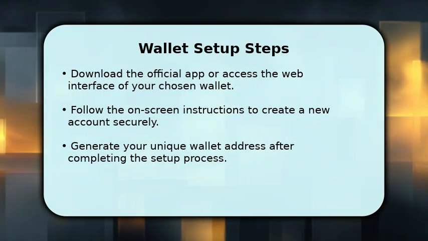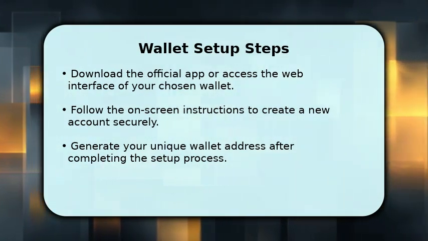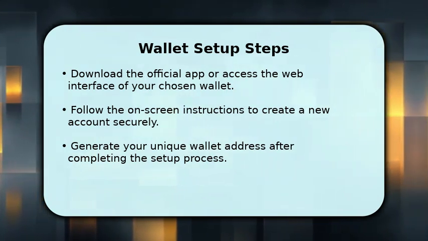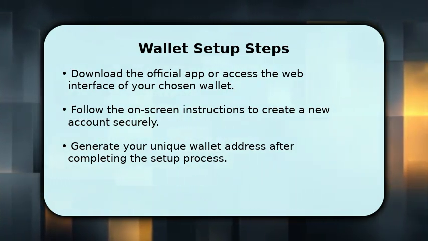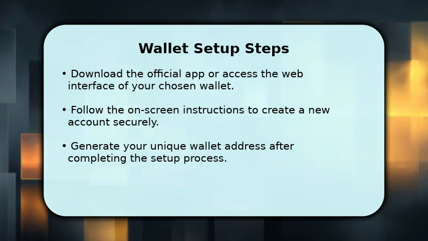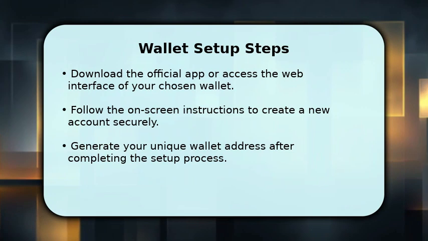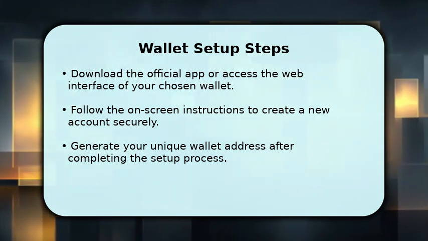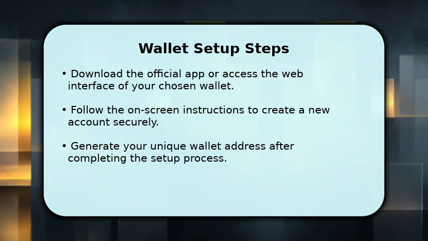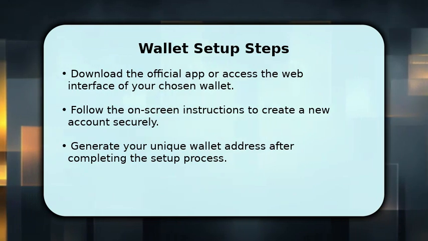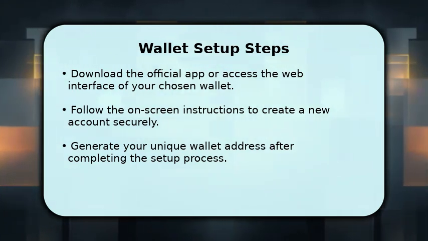Once you've chosen a wallet, download its official application or visit its secure website. Begin the account creation process, which typically involves setting up a strong password and agreeing to terms. During this setup, your unique public wallet address will be generated. This address is what you'll share with others to receive cryptocurrency.